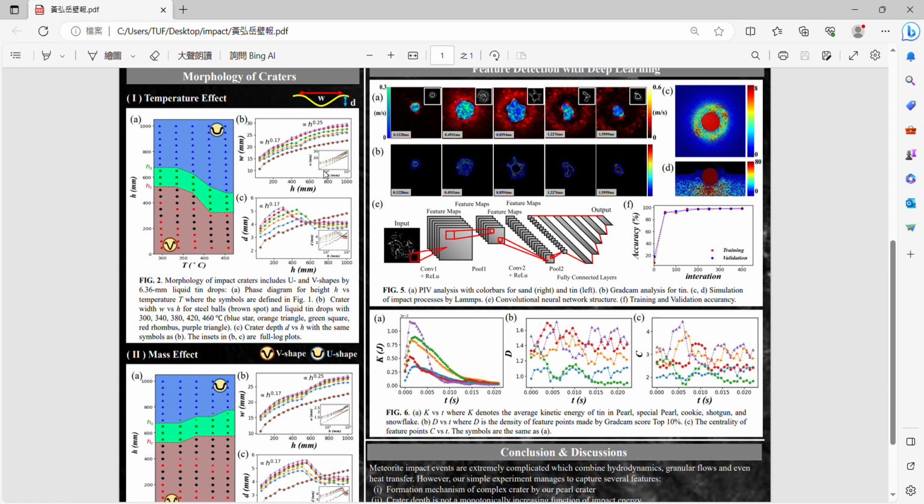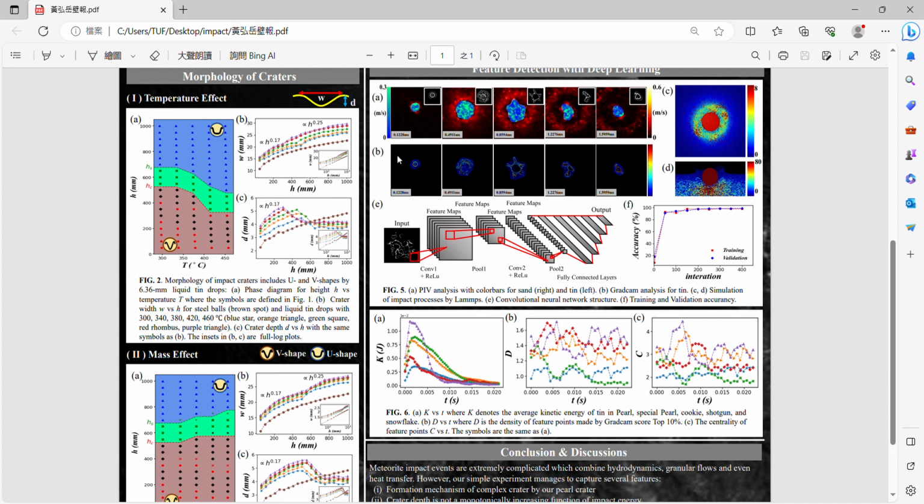As you see, it's not a straight line on the log-log plot. So we fit these two regions, and we get two exponents. With low height, we got 0.17, similar to water. And with high height, we got 0.25, similar to steel ball.